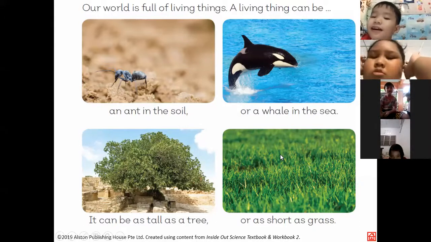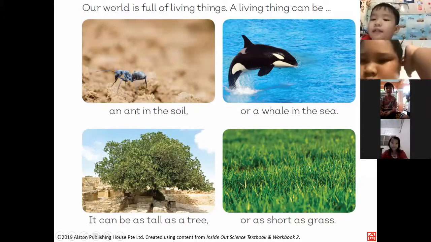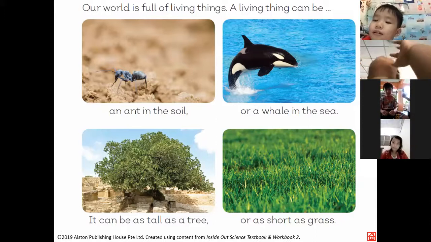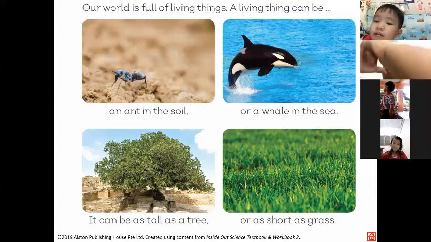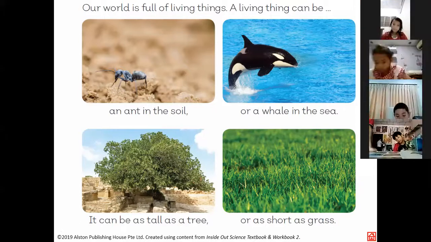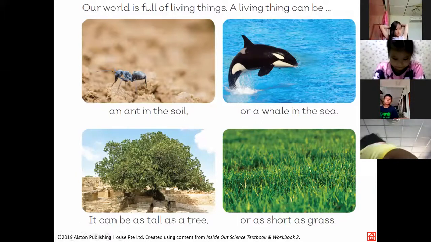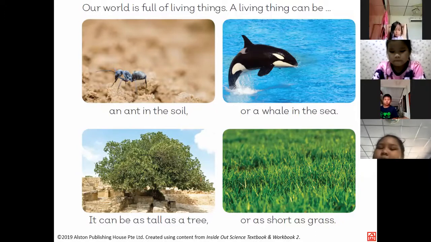Can you give me another example of living thing? We have ant, we have whale, we have trees, we have grasses. What other example of living things? A shark. Shark. Okay, what else? A crocodile. Crocodile, very good.